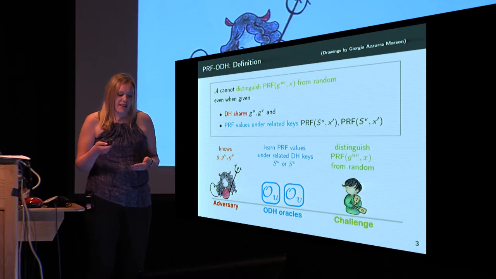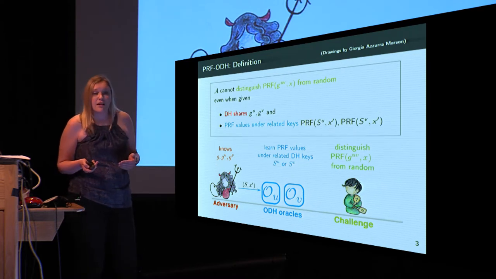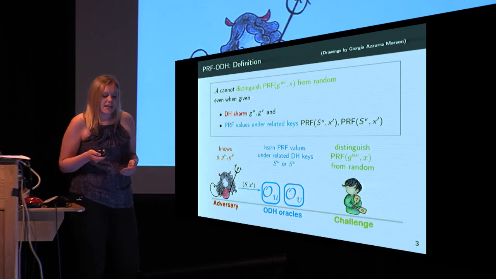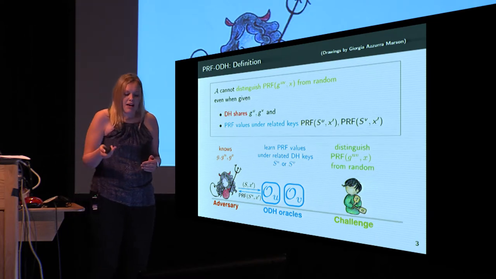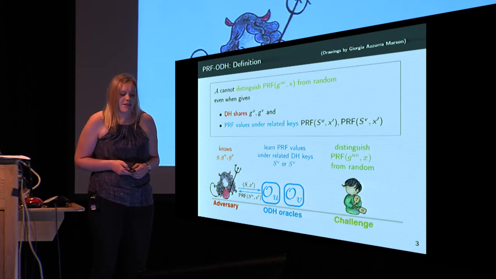This learning of PRF values is modeled by these ODH oracles. For example, the adversary may query the O_u oracle on some tuple (S, x prime), and will then receive the PRF keyed under S to the u and with label x prime. The O_v oracle works just the same, except that the key then is not S to the u, but S to the v. So this models the learning of the related PRF values.